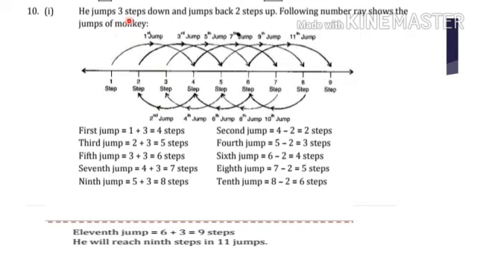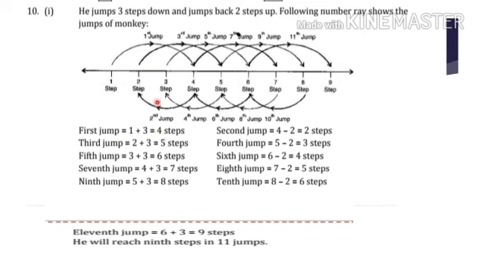He jumps 3 steps down. Okay, it is a diagrammatic representation of the steps from step 1 to step 9. From step 1, he jumps 3 steps down. It is represented by step 1 to step 4. 3 steps down, first jump from 1 to 4. 1 plus 3 is equal to 4 steps.